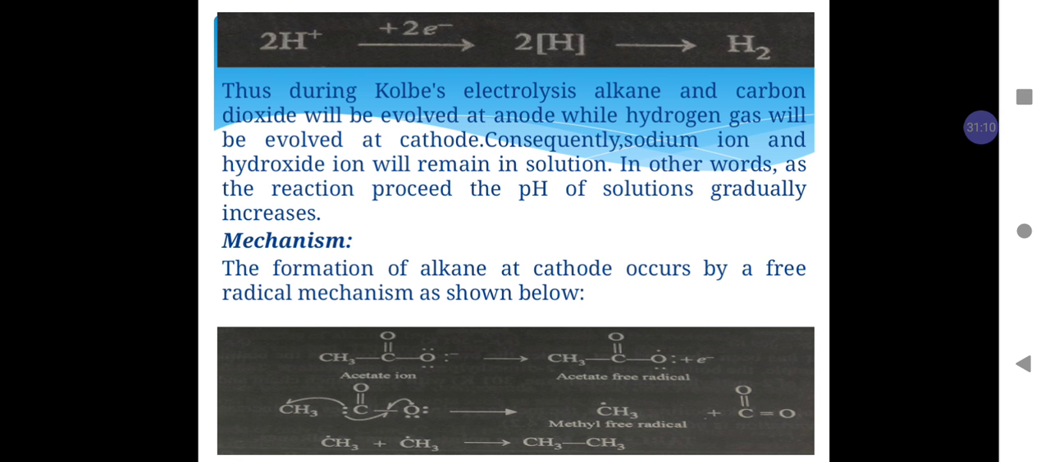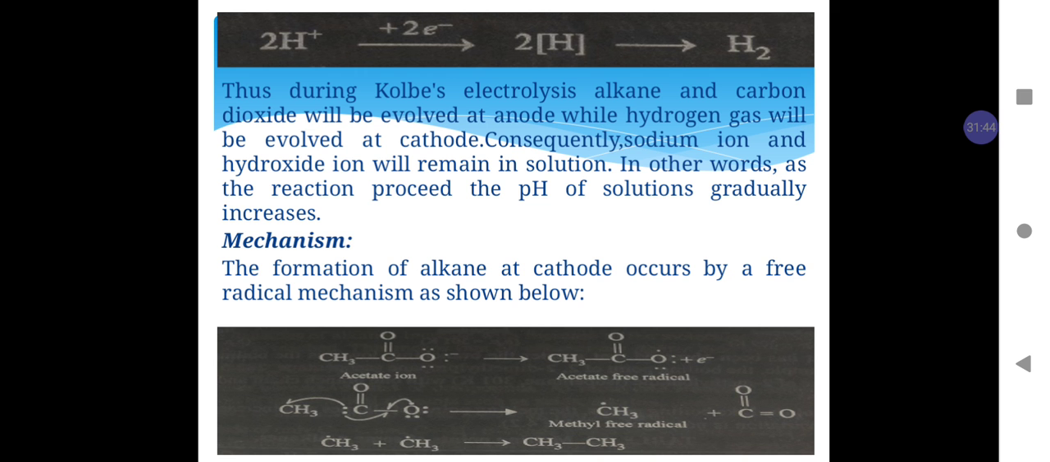We know that sodium hydroxide is basic in nature. So as the reaction proceeds further, the pH of the solution gradually increases, because with basic character pH moves to the higher side of the pH scale. Hence we can say pH of solution gradually increases. The mechanism of this reaction is as shown below.